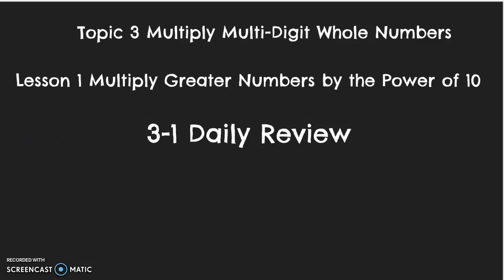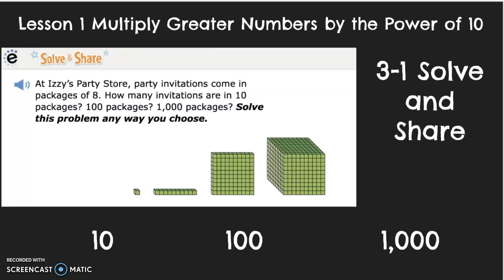So we will start lesson 3-1 where we're going to multiply greater numbers by the power of 10. We're going to start here on the solve and share where it says, at Izzy's party store, party invitations come in packages of 8. So each package that you have, there's 8 in each package. How many invitations are in 10 packages, 100 packages, 1,000 packages? Solve this problem any way you choose. So you can pause the video, or the video will pause, and you can try to figure this out.